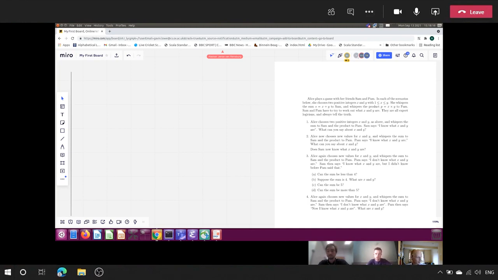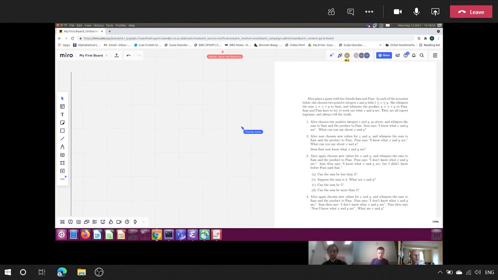Okay, so for Sam to know what x and y are, s must specify two distinct integers. I think the most obvious initial case is if s is 2, because then that just gives x is 1 and y is 1. Would there be any cases beyond that? I think if s is 3, then that also precisely specifies x and y. So we have x is 1 and y is 2.